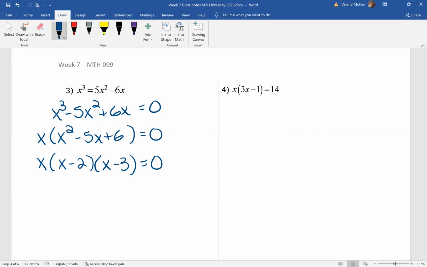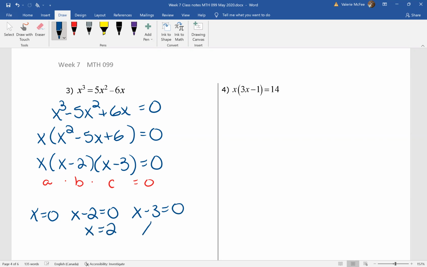Now, we don't just have A times B equals 0. We have A times B times C equals 0. But we know that if we're multiplying and the product is 0, one of our factors has to be 0. So we can say that A, or in this case, x could be 0, or x minus 2 could be 0, or x minus 3 could be 0. So we see in this case, we have 3 possible solutions for x. X could be 0, or 2, or 3.